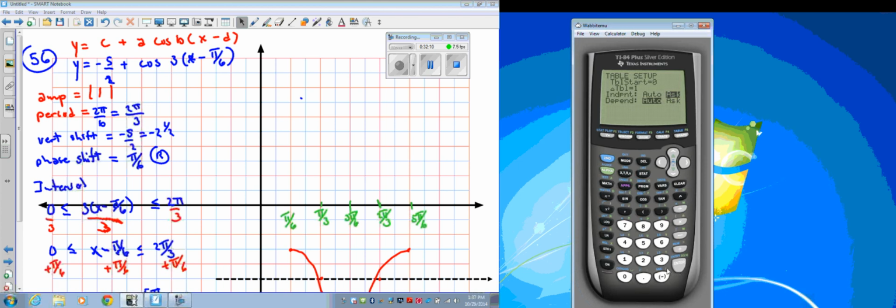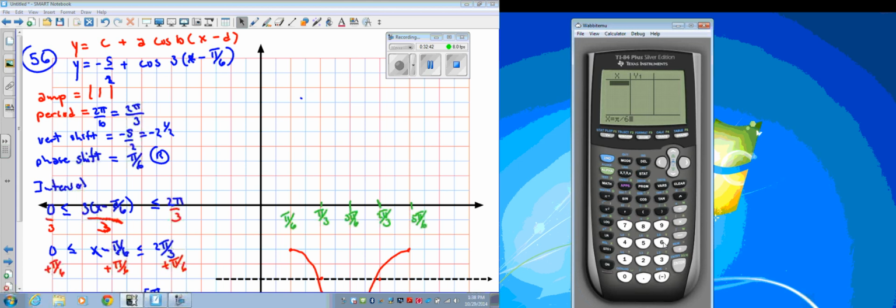So now I'm going to go second, and I'm going to show a table. This is like a T table, right? And now I'm going to put in pi over 6, second pi divided by 6. What value should I get out? Negative 1.5, shouldn't I? Because that's the beginning of my interval.